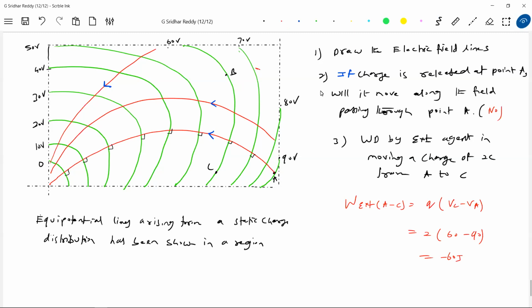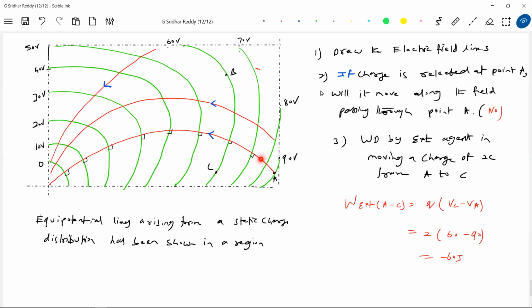Now, the test charge, if I release it at point A, will it reach point C? No. We can't say that, because the electrostatic force cannot move the test charge along the lines of force. The external agent I can move, but will this answer, minus 60 joules, depend on the path?